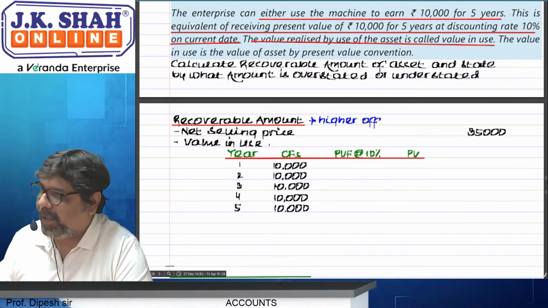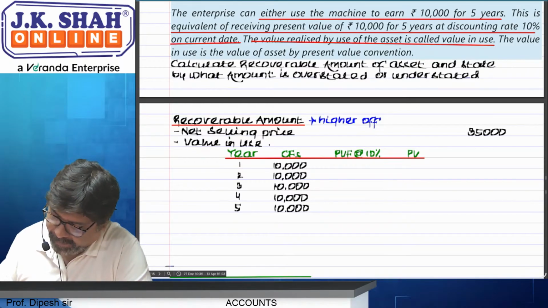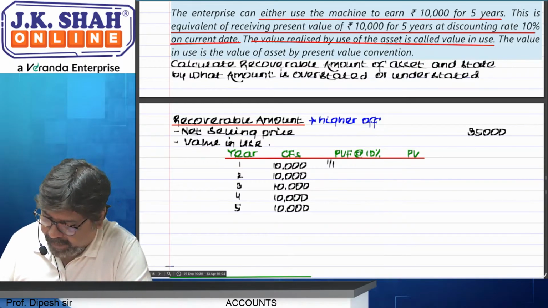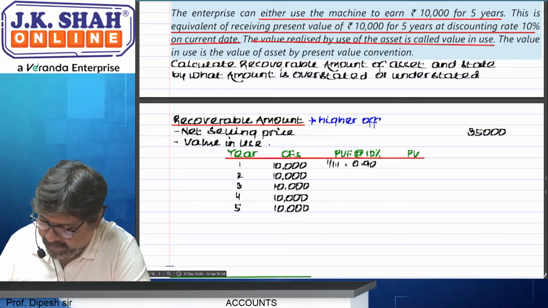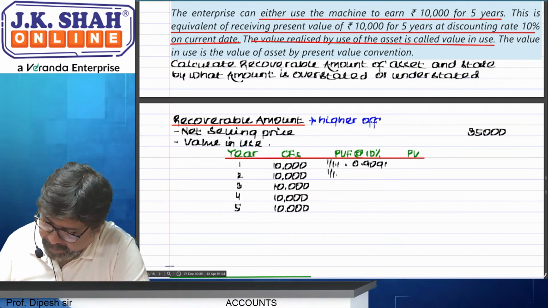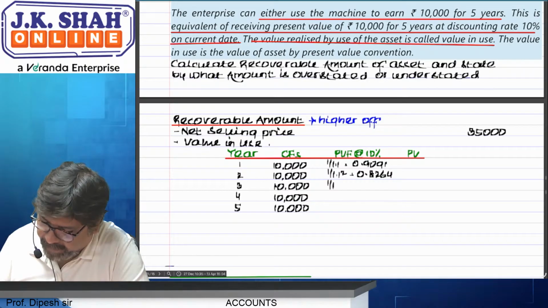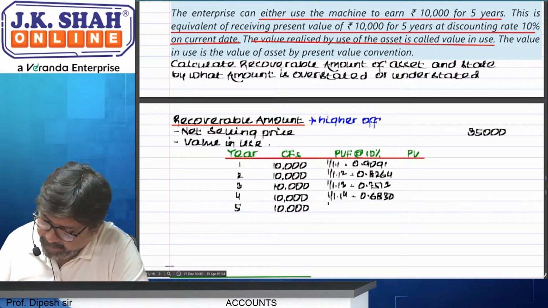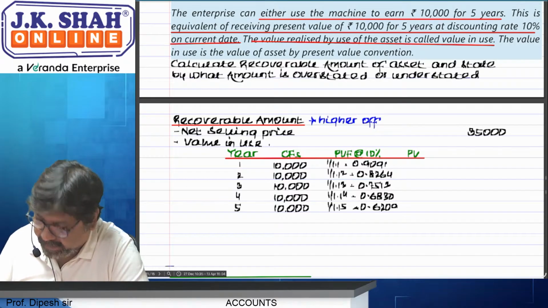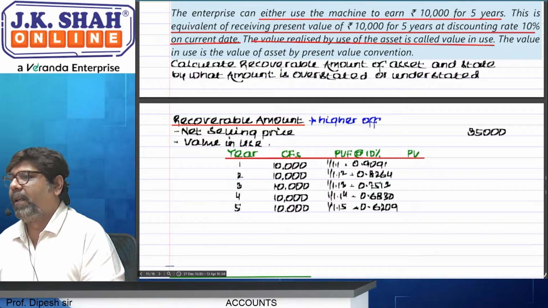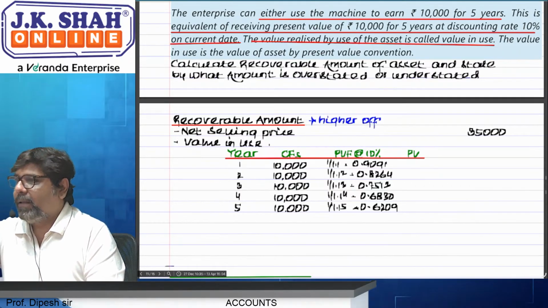You remember how to do? 1 divided by 1.1. You will get 0.9091. 1 divided by 1.1 square is equal to 0.8264. 1 divided by 1.1 cube is equal to 0.7513. 1 divided by 1.1 to the power 4 is equal to 0.6830. 1 divided by 1.1 to the power 5 is equal to 0.6209. Correct?